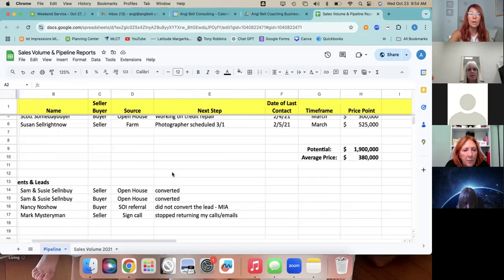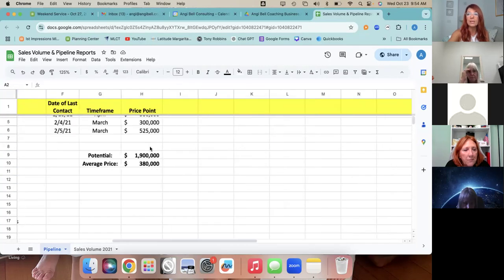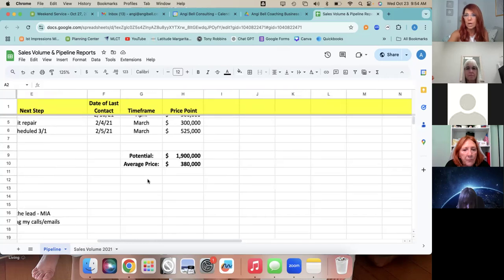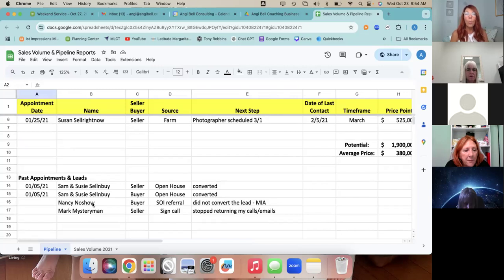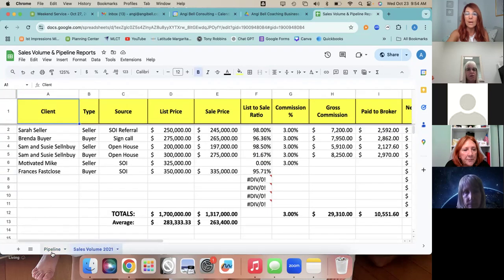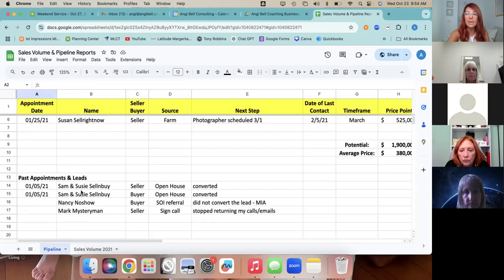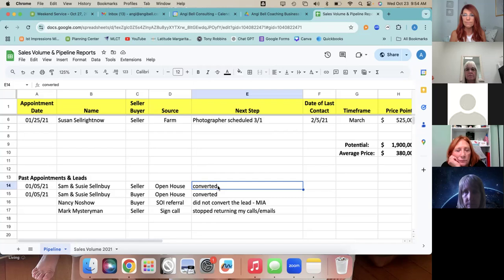Now this will also give you your average sales price based on where you project that you're going. So now let's go down to past appointments and leads. Once someone becomes a customer, meaning as a seller, you've listed their home, or as a buyer, you've got them under contract, then we're going to move them down here and add them to the sales volume. We'll come back to that in a minute, but we're just going to say, hey, we converted them. We don't need any other information.